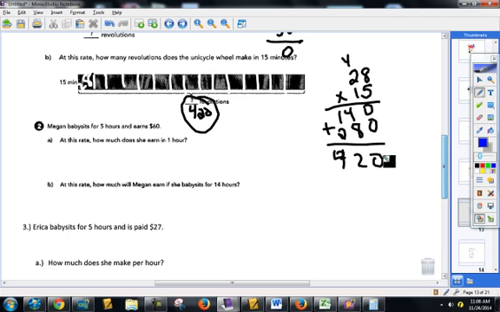All right, let's do one more here. Okay, Megan babysits for 5 hours and earns $60. Okay. So we're going to model 5 hours by doing 5 boxes. Okay, you need to do this with me.